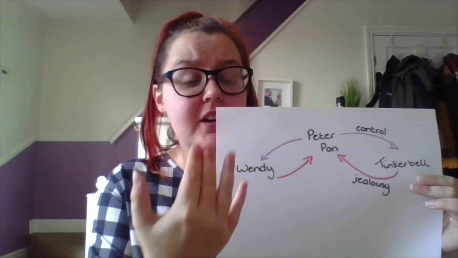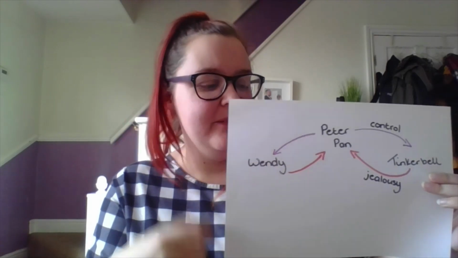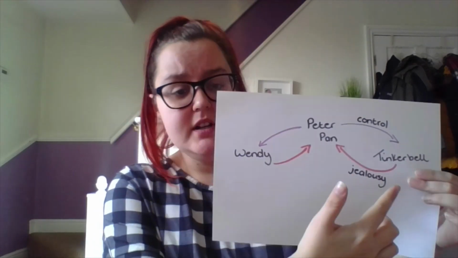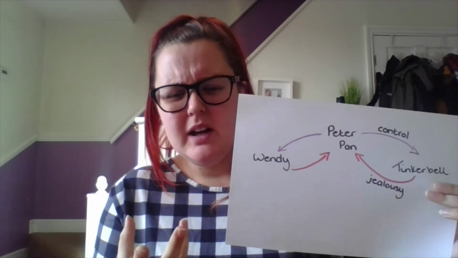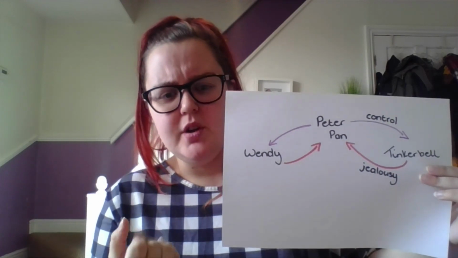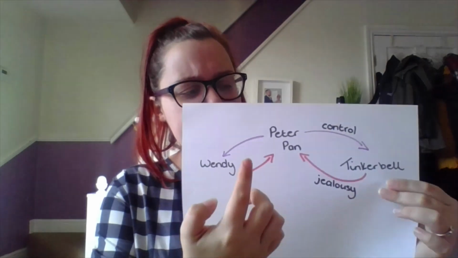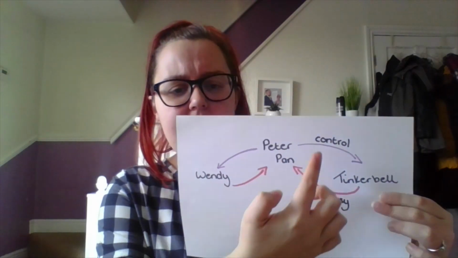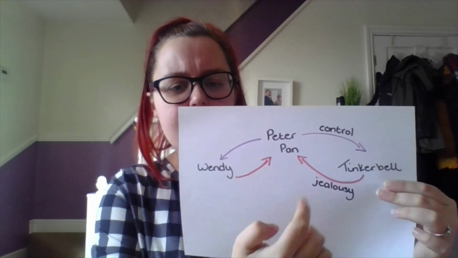But you're going to be amazing and you're going to draw me some lovely, lovely pictures. Okay, so you're going to draw the characters and then you're going to think about their relationship to each other. So as you can see, for example, between Peter Pan and Tinkerbell, I've got two different arrows, okay?